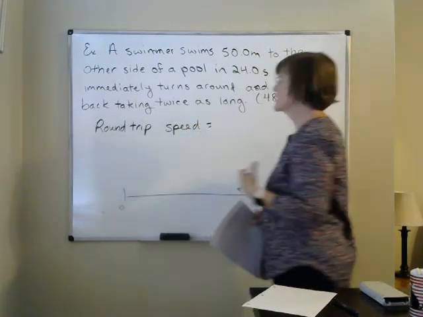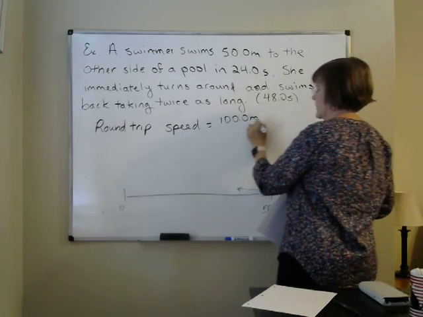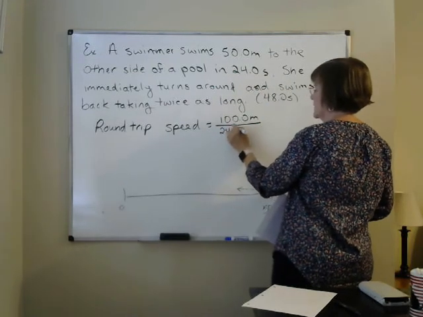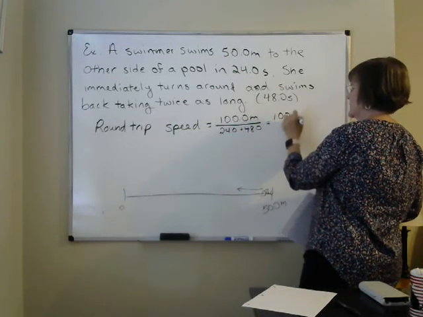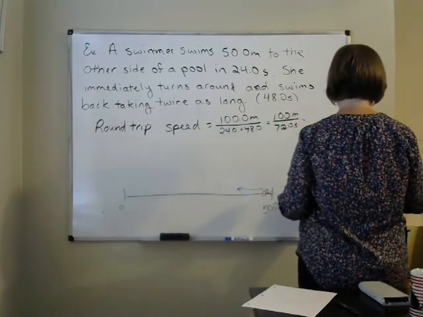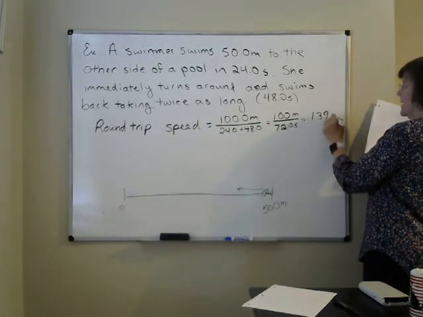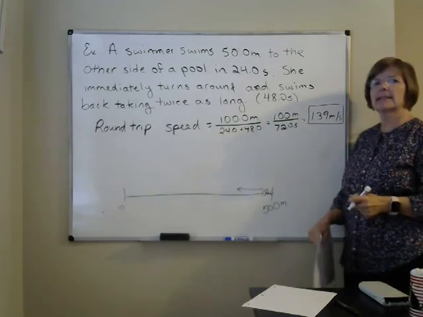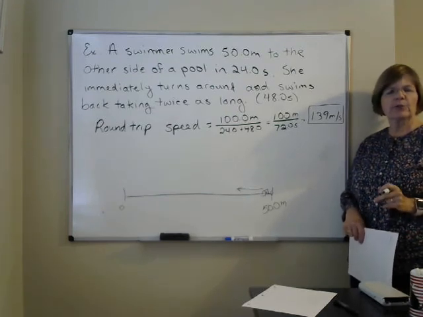The total distance for the round trip was 100 meters. The total time for the round trip was 24 seconds plus 48 seconds. That comes out to be 72 seconds. And it actually comes out to be about 1.39 meters per second. That's a little slower than we might have guessed if you tried to go right in the middle of 1.04 and 2.08.